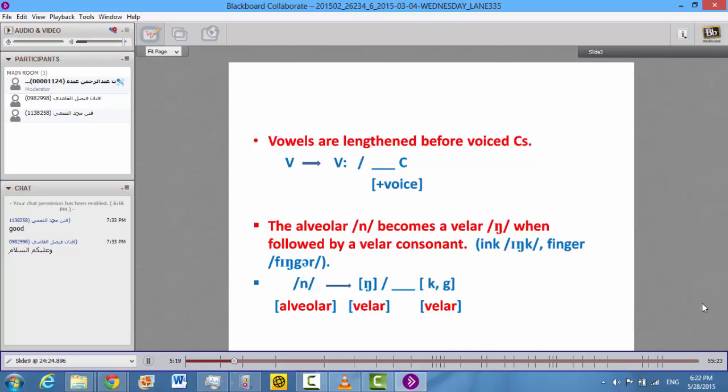Look at the following rule. Here the alveolar n becomes a velar ng when followed by a velar consonant. You remember the examples, finger and ink and ankab in Arabic. So here we have the rule stated in linguistic notation. The sound before the change, n, between slants, and underneath we have the feature, alveolar. And then the arrow, which stands for becomes or changes into. ng, velar. The environment now, we state the environment. We put the slant, and then the long dash followed by the segments, the k and the g. And underneath we put the feature. So alveolar becomes velar because it is followed by a velar sound. So this is the way we write the rules formally.